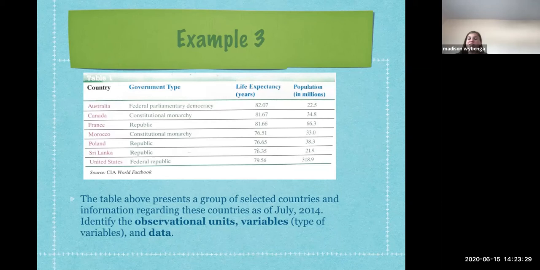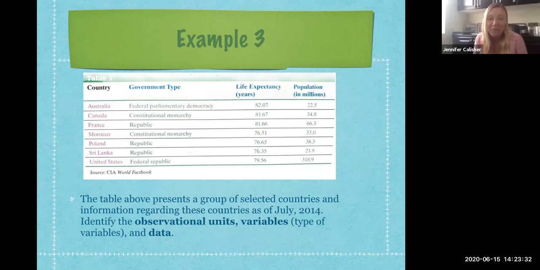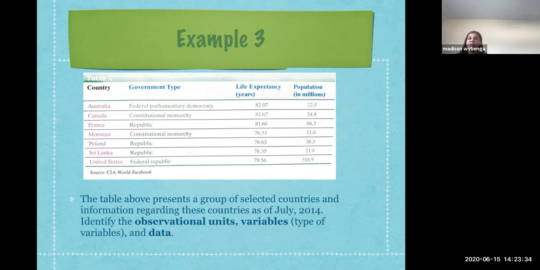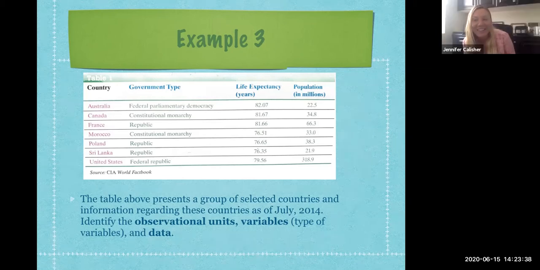Would it be the government type? That's one of them. Yep. And the life expectancy? Perfect. Any others? Population? You're right. Perfect. So those are the different variables, right? Government type, right? We don't all have the same type of government. So I guess Australia is considered a federal parliamentary democracy, Canada, constitutional monarchy, and so forth. So that's a variable. Then life expectancy, obviously we know that varies, and then our population is all different for the different countries. So perfect.